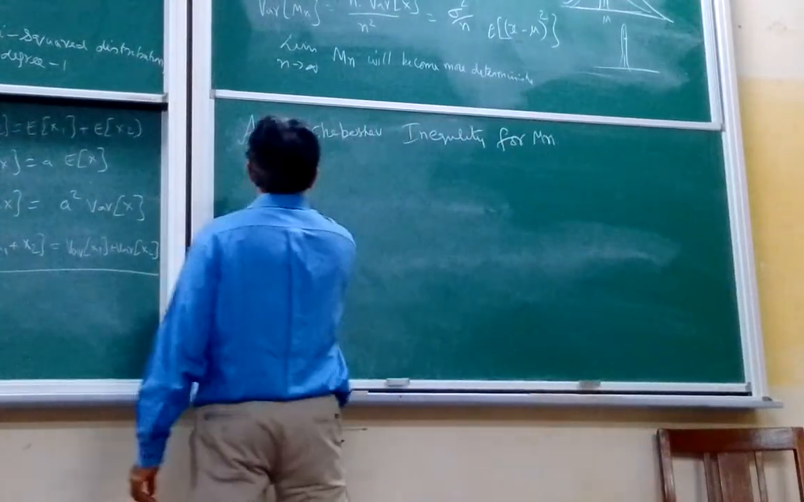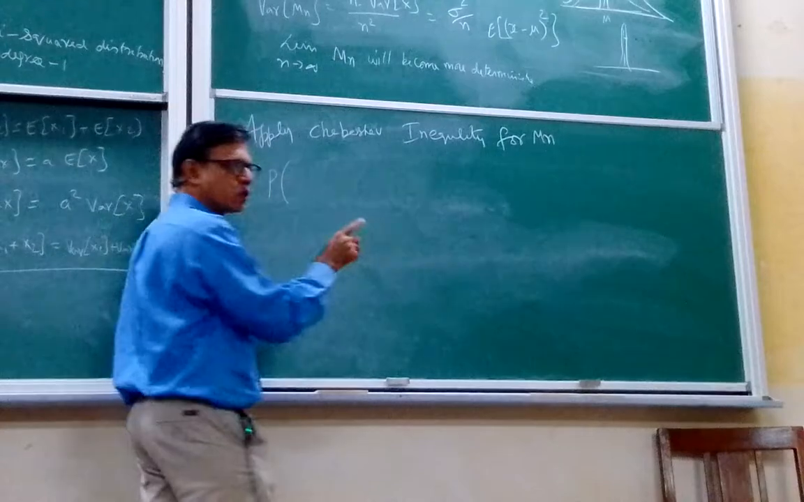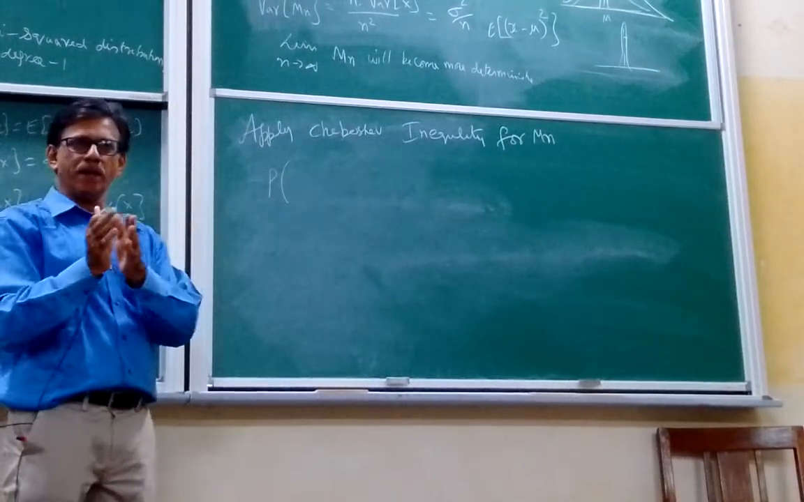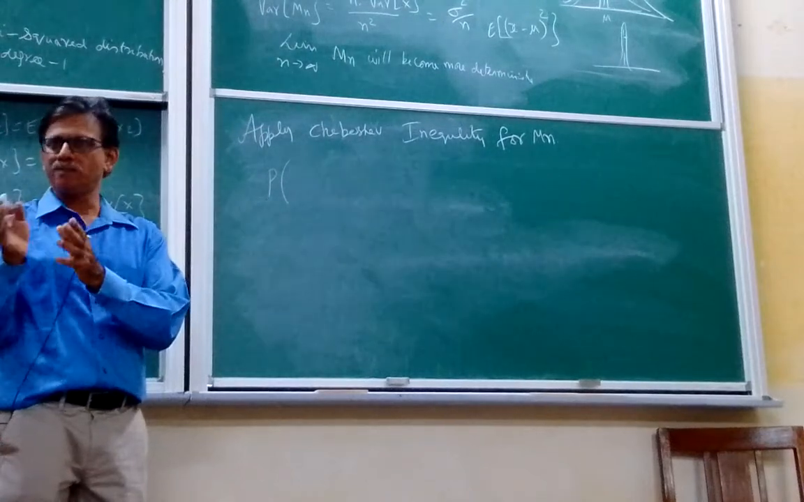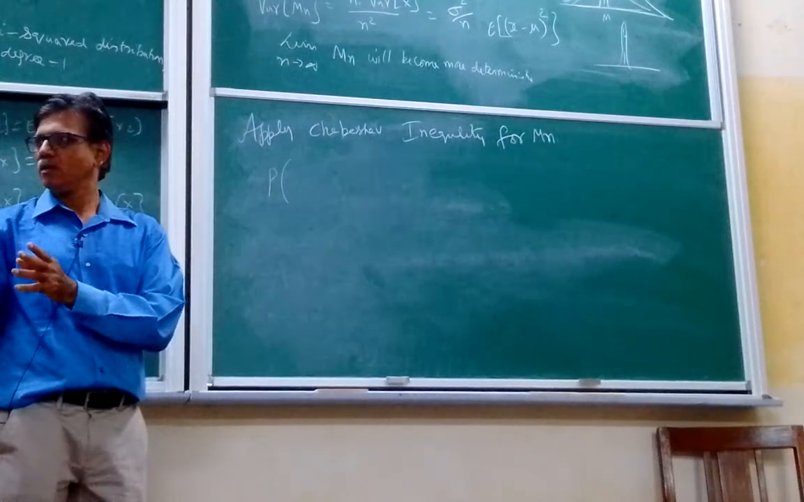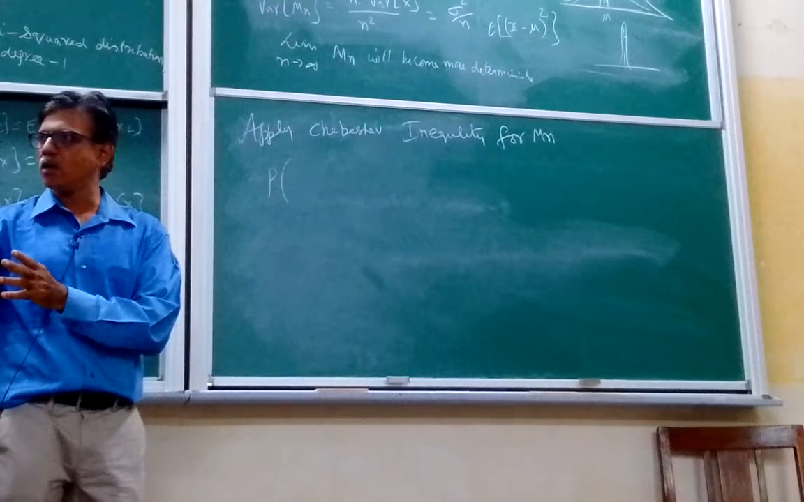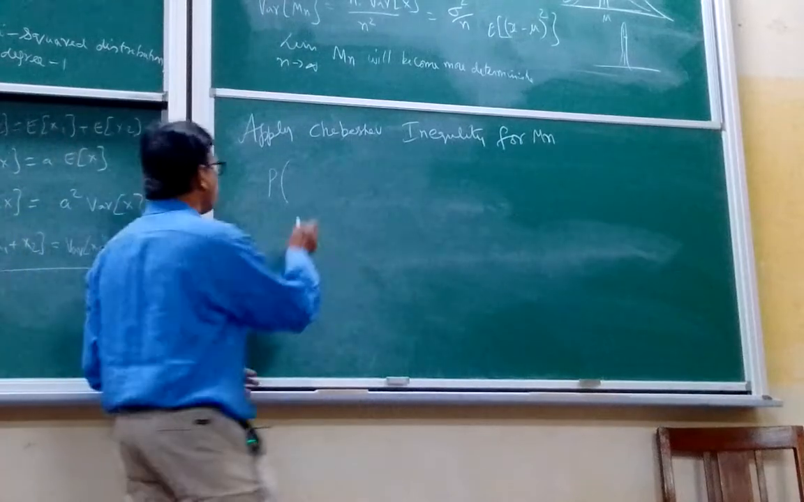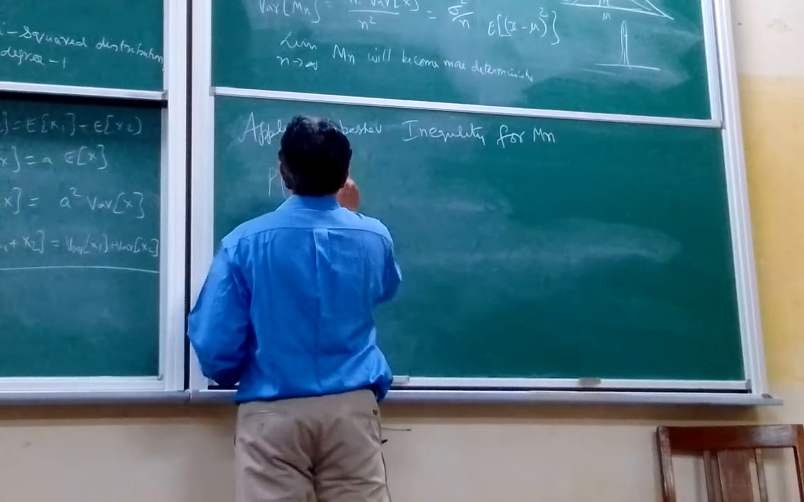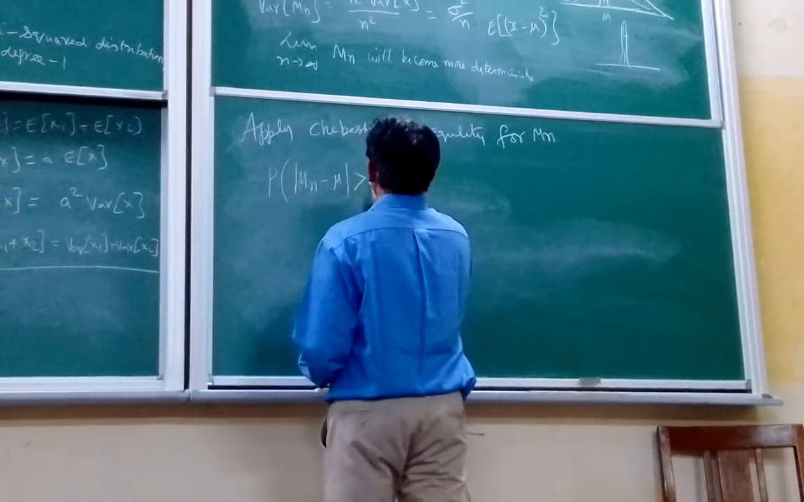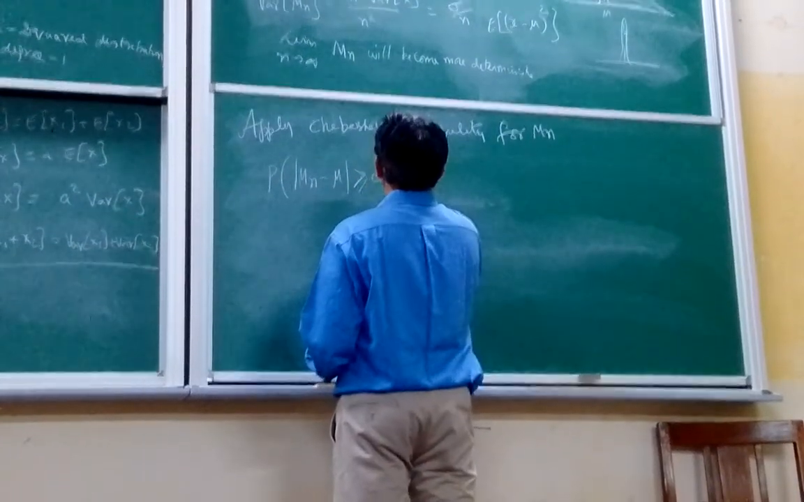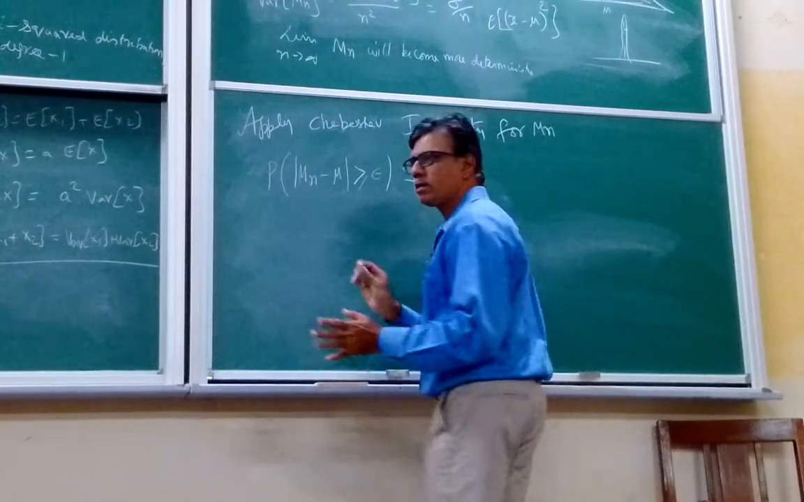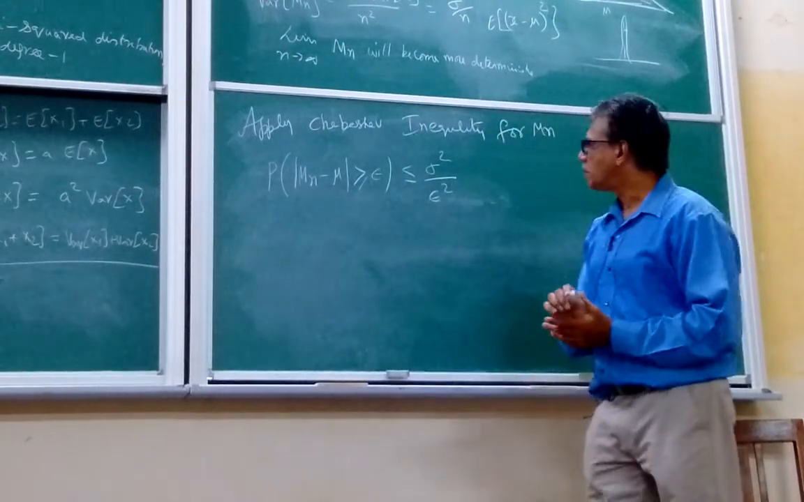What does that say? M1 also has a mean of mu. The probability that M1 deviates from the mean by some epsilon, that it exceeds epsilon, we will write in the form: the probability that |M1 minus mu| is greater than or equal to epsilon is less than or equal to sigma squared by epsilon squared. This is what the Chebyshev inequality tells.